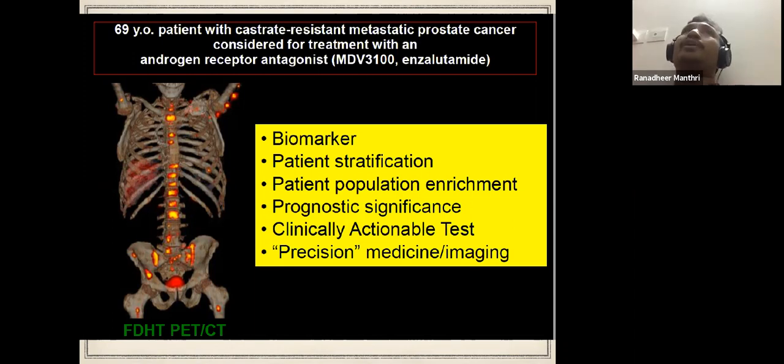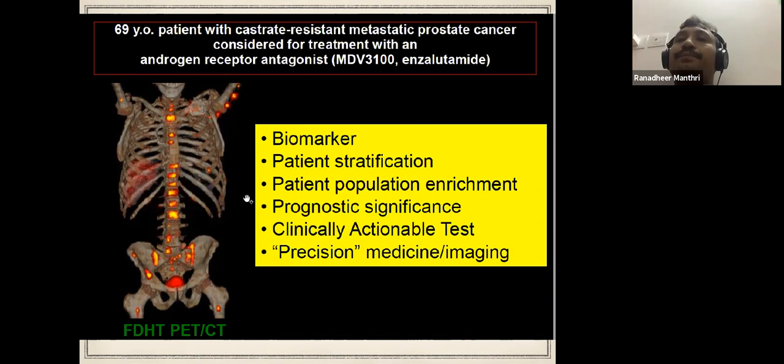It can be used for using other drugs like enzalutamide, abiraterone, and any newer hormonal manipulators. It is a clinically actionable test. Precision medicine: FDHT shows intense uptake in the skeletal lesions. Saying that it is castration refractory means that even at low basal levels of testosterone, which are produced by the adrenal gland, this level is not sufficient. So we can go for drugs like abiraterone, which stop the production of testosterone even from the adrenal gland.